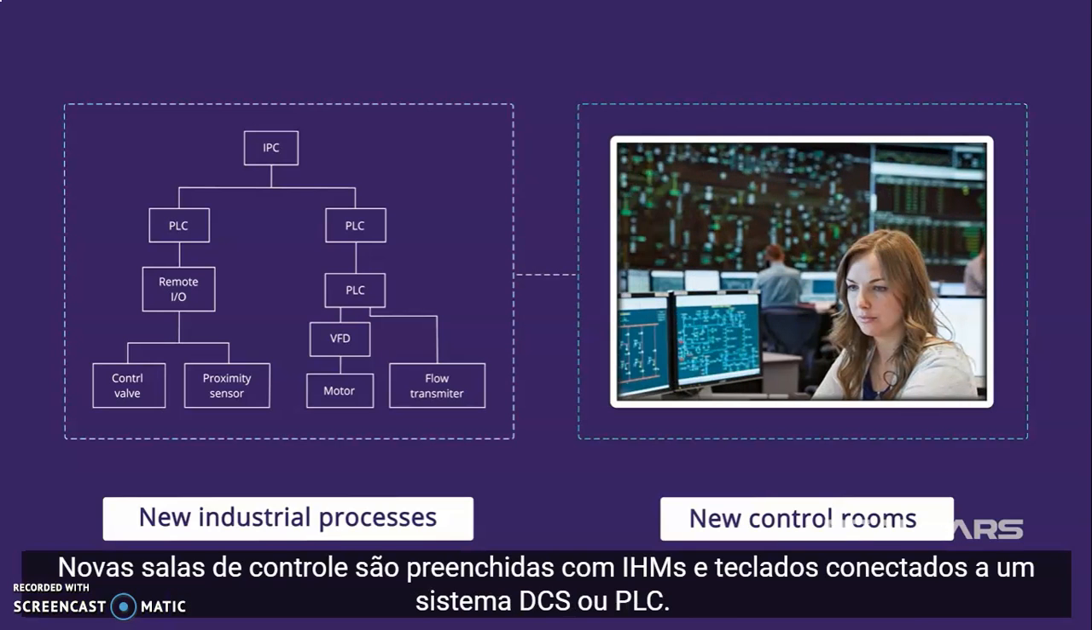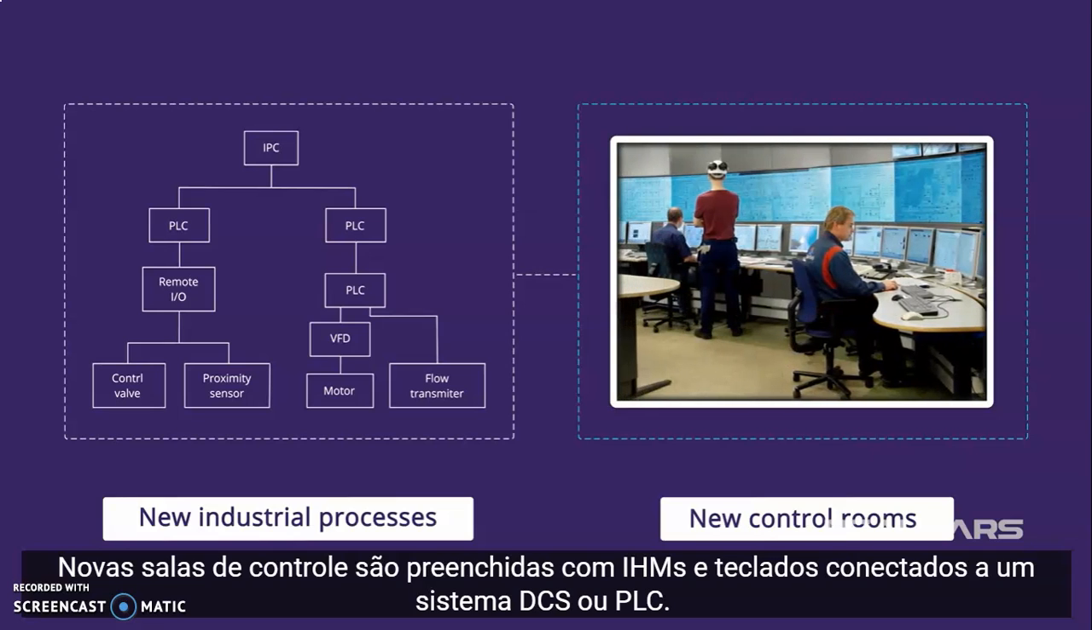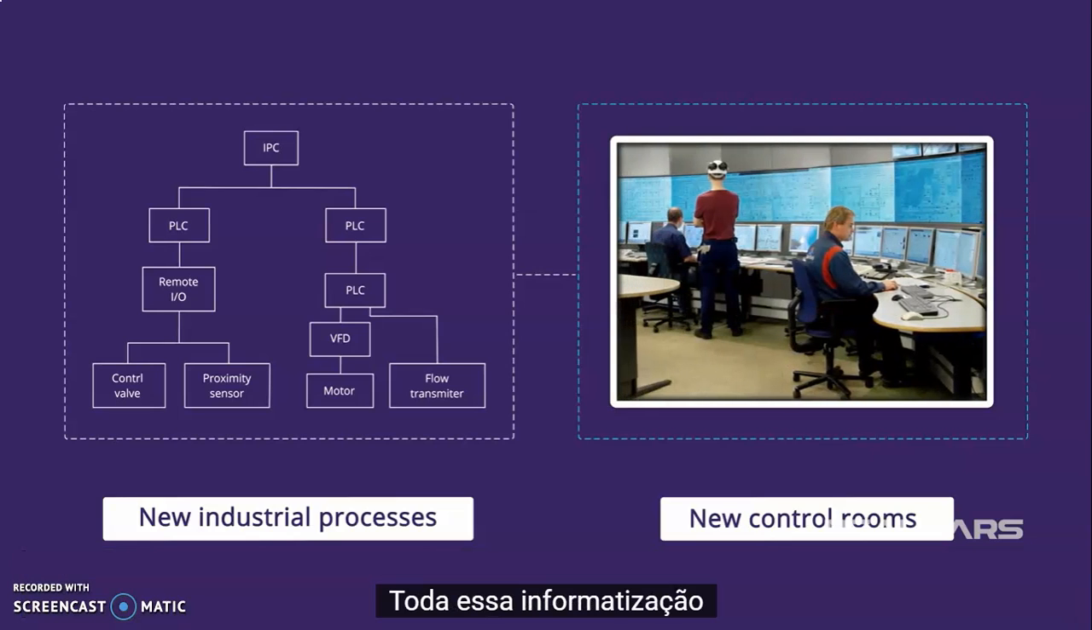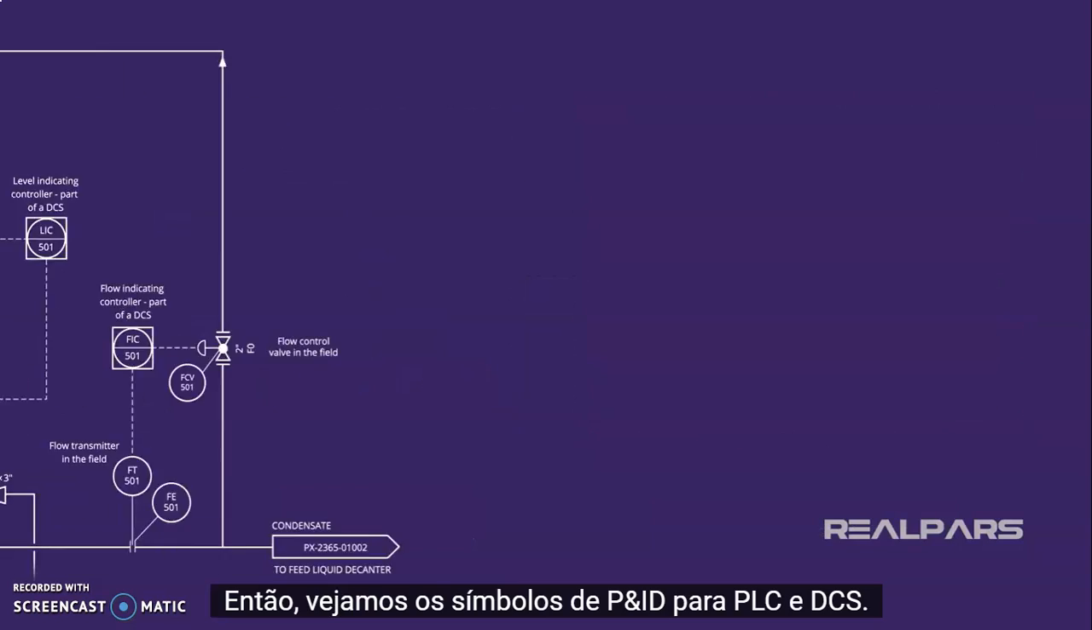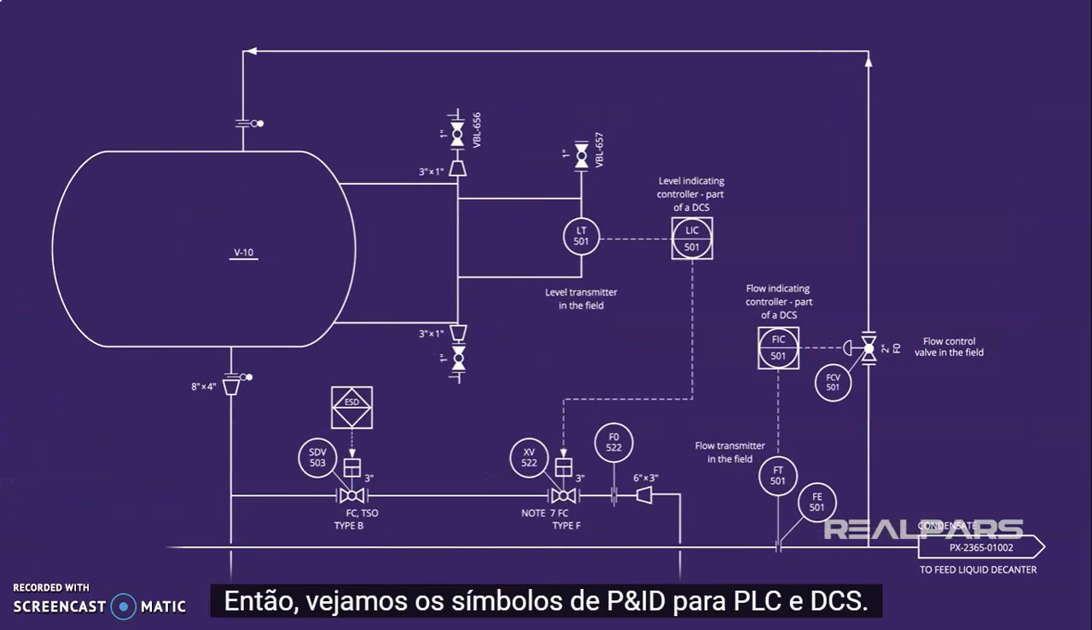Control rooms are filled with HMIs and keyboards connected to a DCS or PLC system. All of this computerization required that new P&ID symbols had to be developed. So let's look at the P&ID symbols for PLC and DCS.